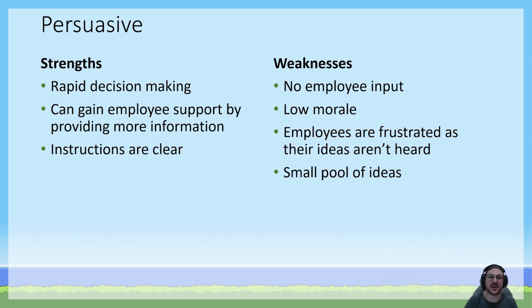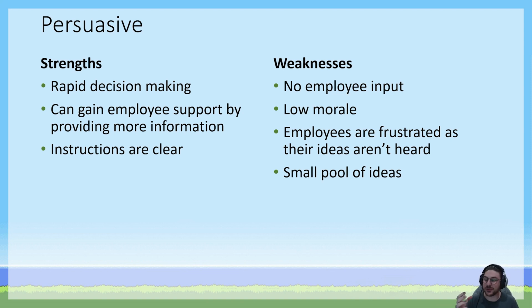The key distinction being that a manager will not just give instructions, but they'll take time to try and persuade employees or convince employees why they should follow these instructions by providing the rationale behind decisions made. It's still a centralized decision-making system, so the strength that rapid decision-making is part of this management style remains.